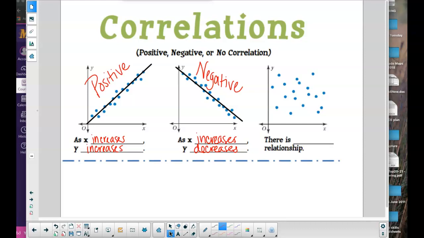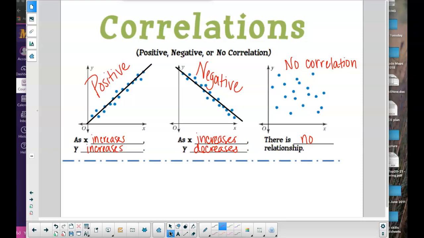And then the third one, there are just dots all over the place. There is no relationship in that data, so it's no correlation. Okay, so what are some examples of this?